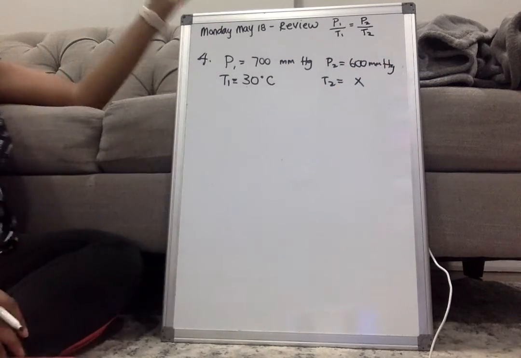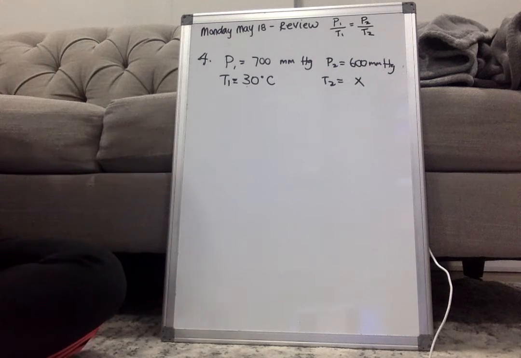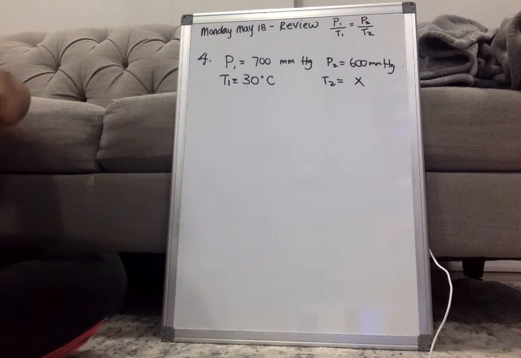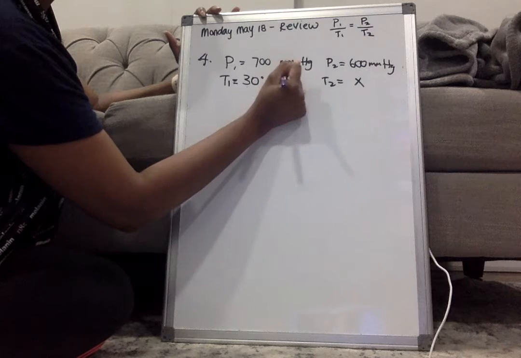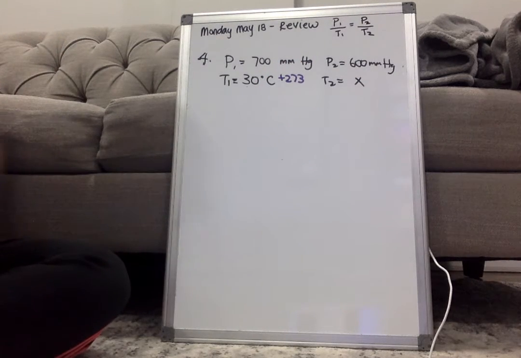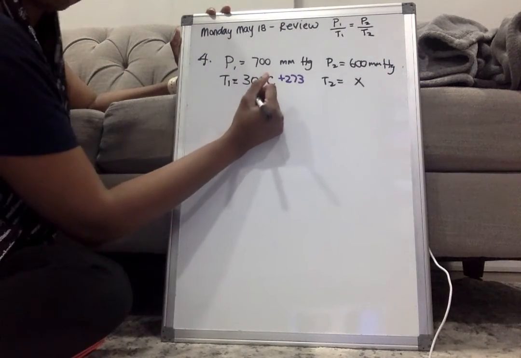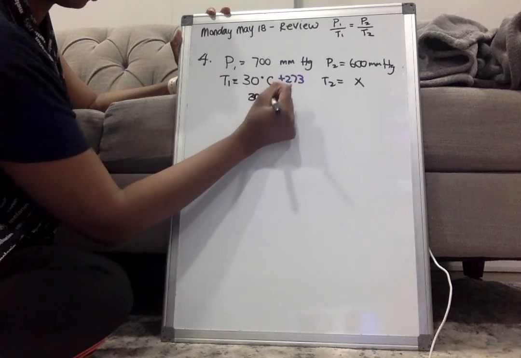And I feel like it was some math problem. Like you're messing up on your math. So we're going to add 273 to convert that to Kelvin. And then once I add, my T1 should be 303 Kelvin.